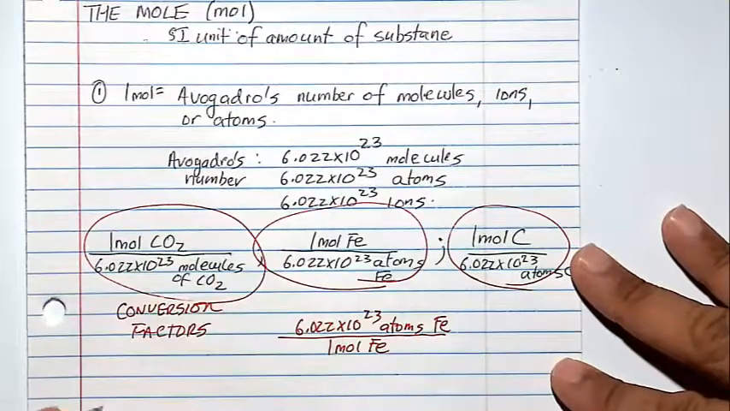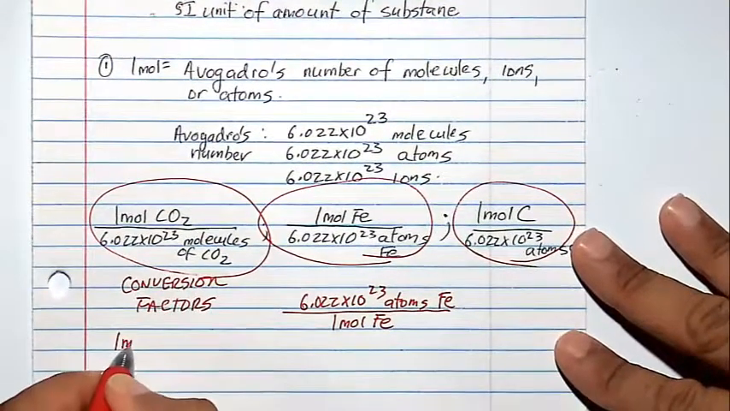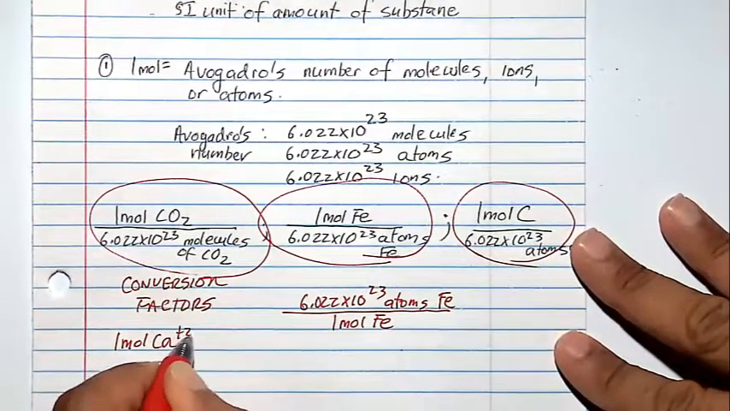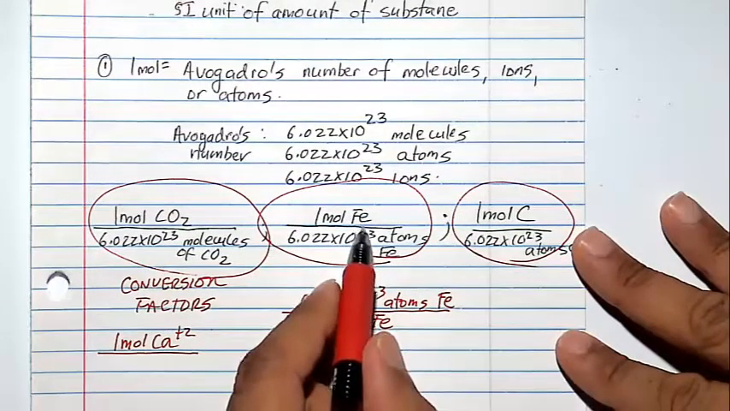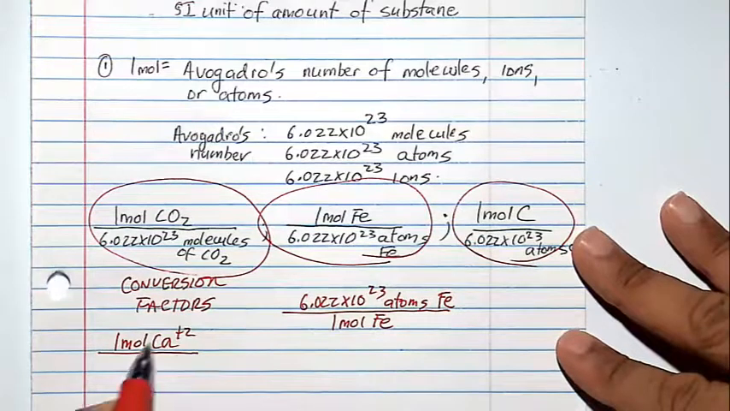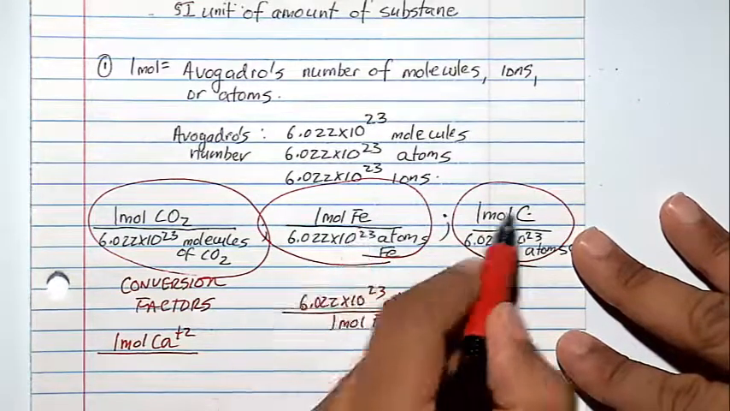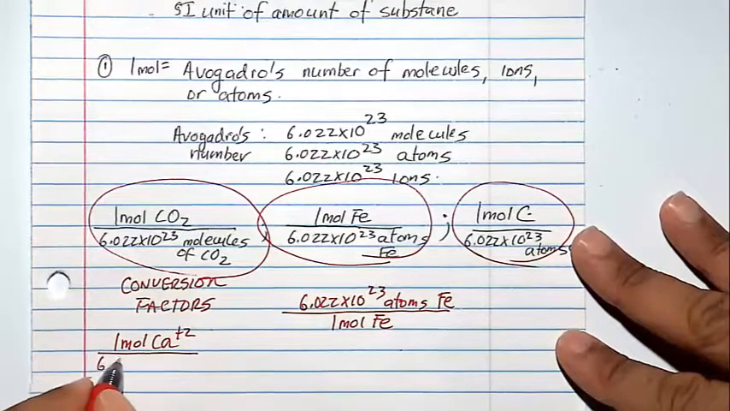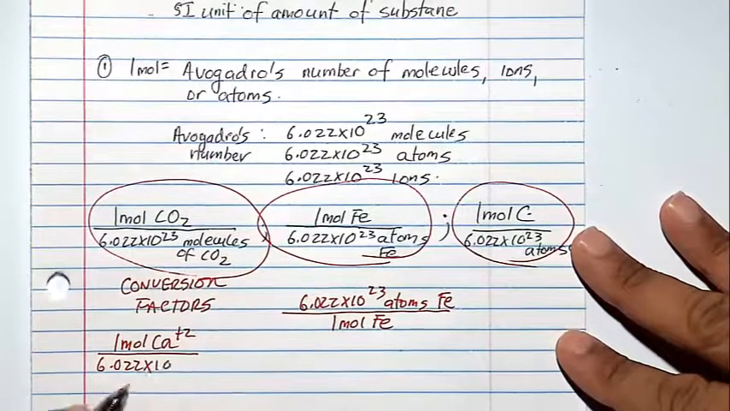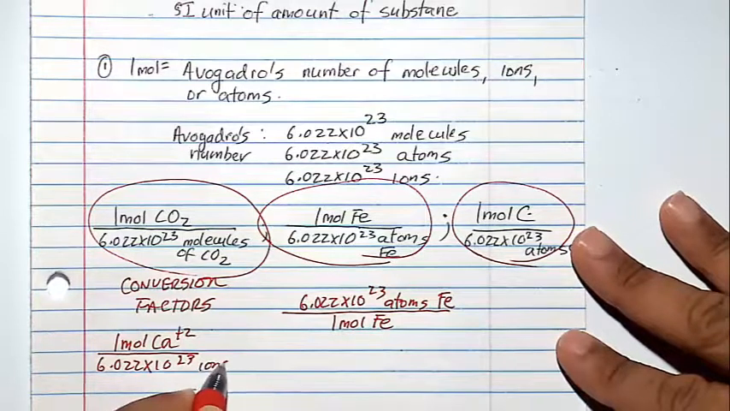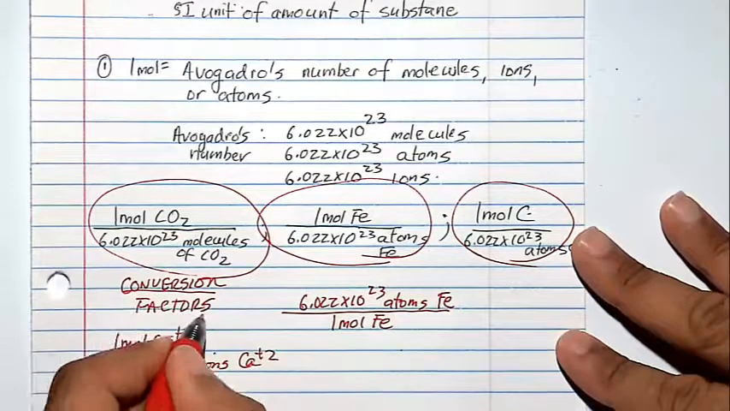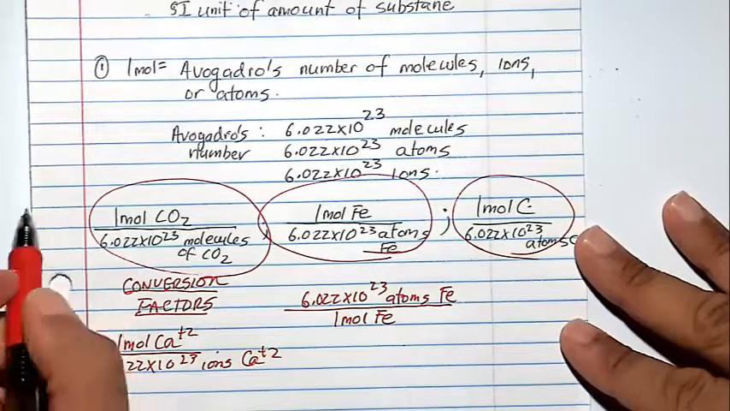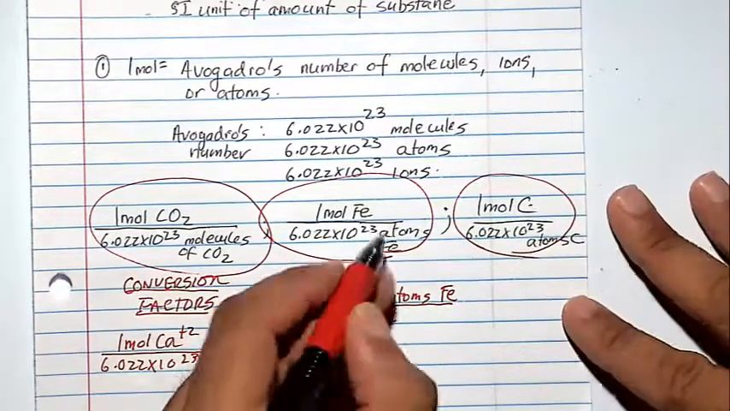So it also works for ions. So I could have 1 mole of calcium ion. The only difference between calcium ion and iron, or calcium ion and carbon, is that this is an ion, and these are elements from the periodic table. So I will designate 1 mole of calcium ion as 6.02 times 10 to the 23 ions of calcium. So again, the focus is on conversion factors and being able to use these conversion factors.